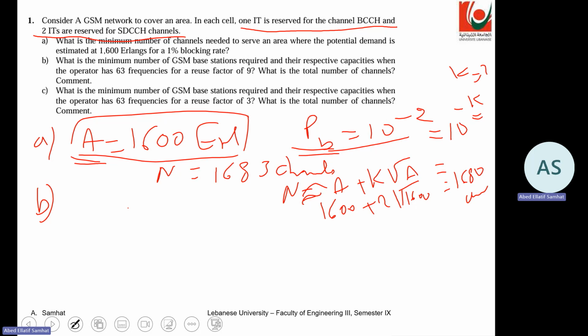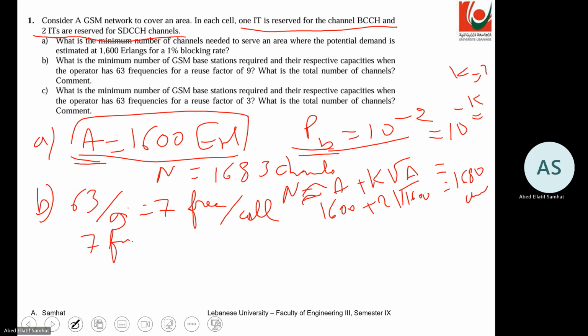Okay, so in this case, if you have 63 frequencies over 9 cells, this means that you have 7 frequency per cell. And if you have 7 frequency per cell, this means that you have 7 times 8, you have 56 time slot, which is physical channel.